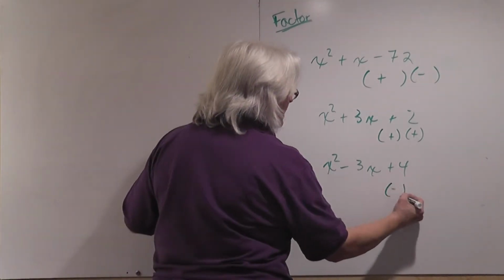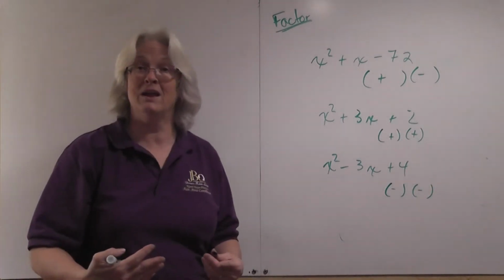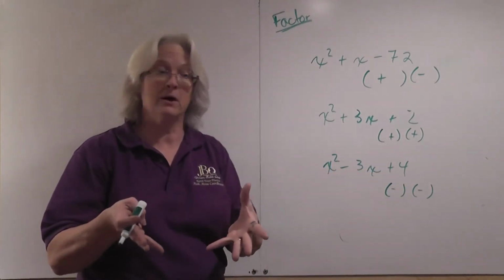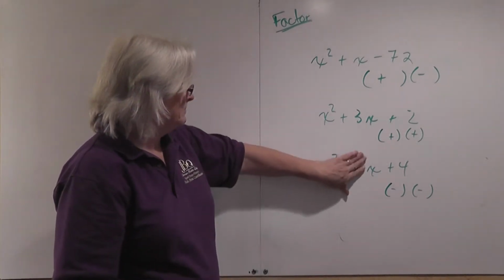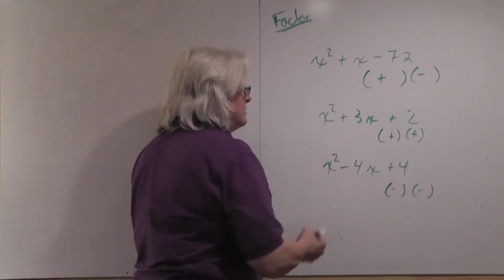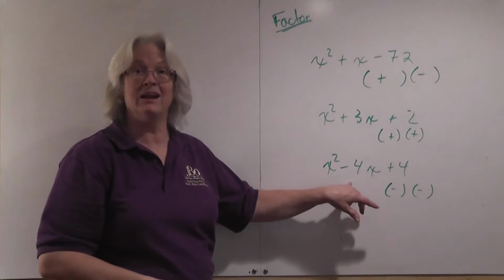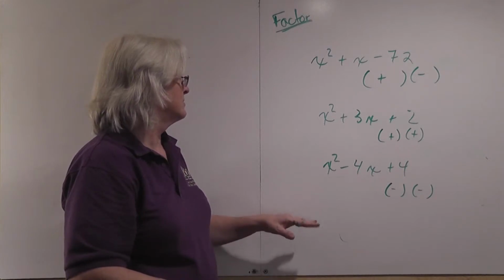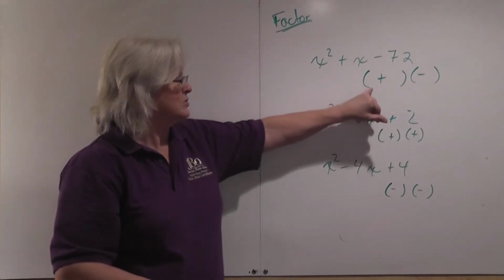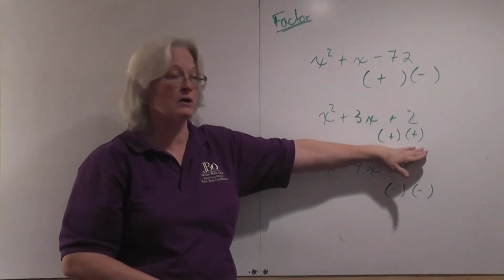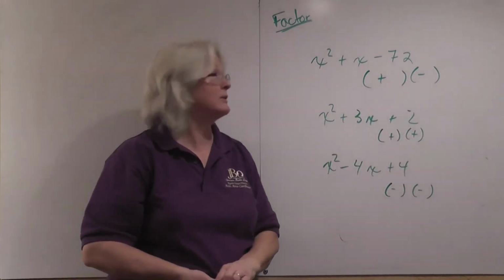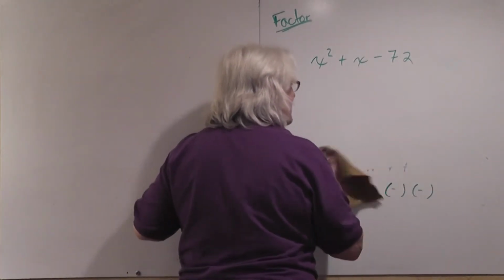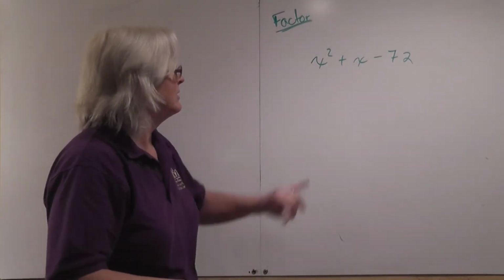Or, another way to get a positive number is with 2 negative factors. Negative 2 times negative 2 gives us a positive 4. Negative 2 plus negative 2 gives us a negative 4. Okay? So your signs could be both positive, both negative, or positive and negative. So the examples that we're going to be doing now will deal with those different sign situations in the trinomial that we're factoring. So what do we have here?